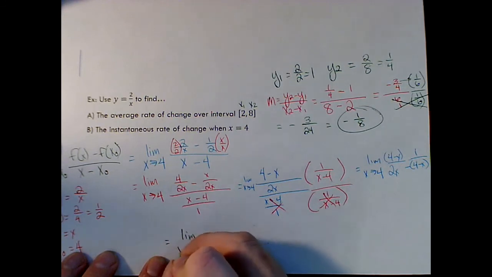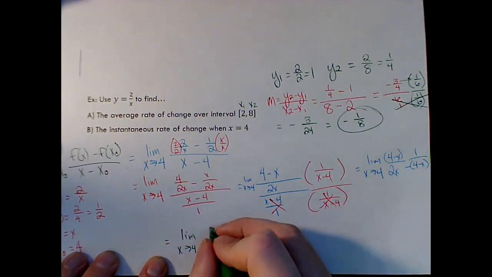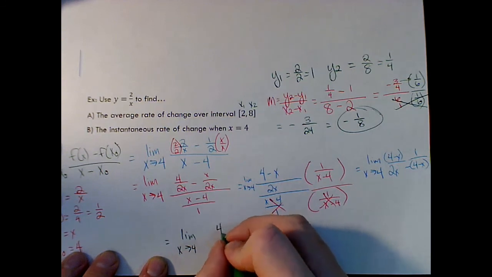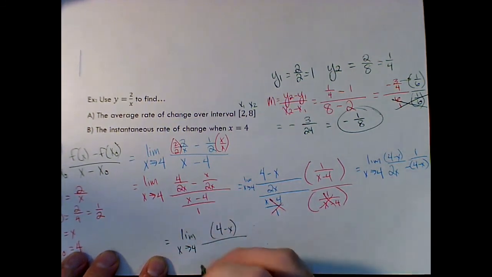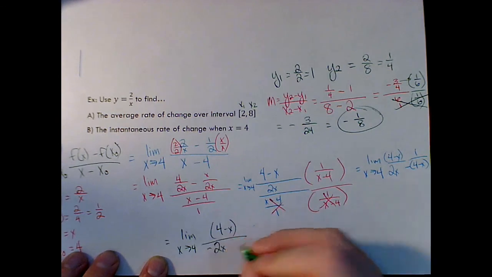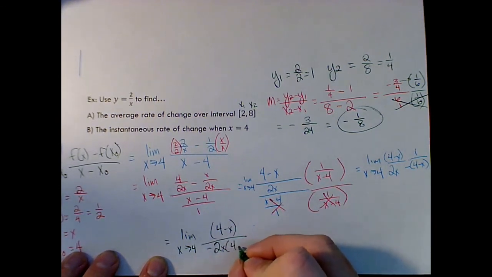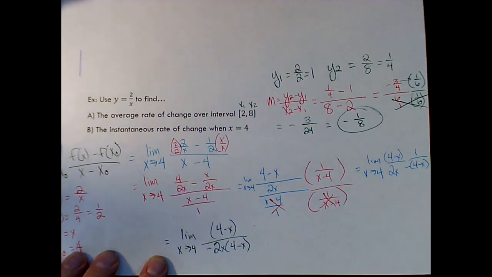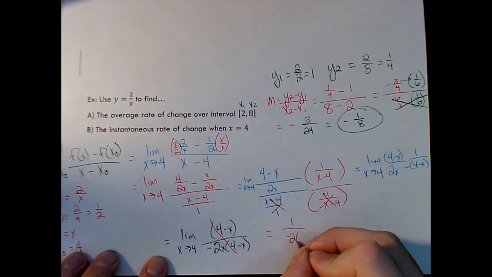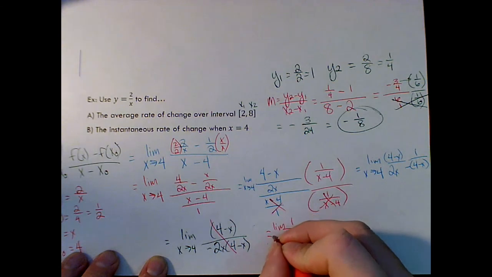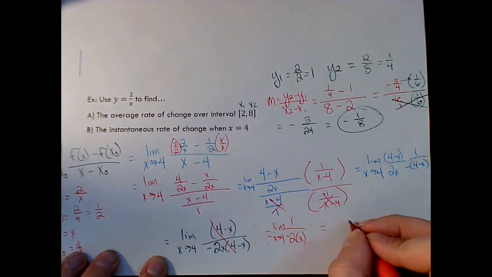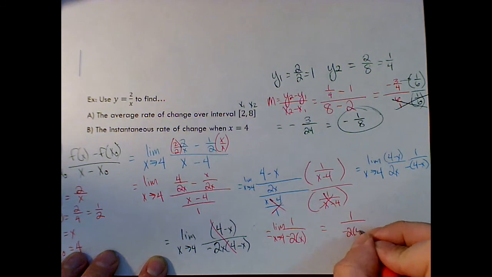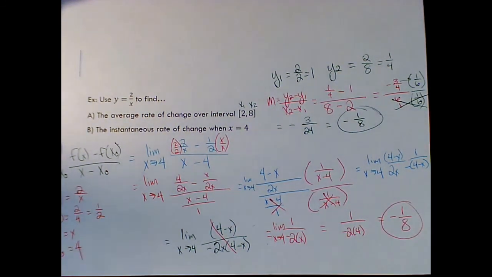The limit as x approaches 4 of 1 times 4 minus x over 2x times 4 minus x. Negative, I'll bring out front. 2x, I'll leave there. 4 minus x. Now, I can't plug in 4, but you know what I can do now? Cancel the 4 minus x. That leaves me with 1 over negative 2x, the limit as x approaches 4. I can now plug in 4 and get 1 over negative 2 times 4, which is 1 over 8 again. Negative 1 over 8.